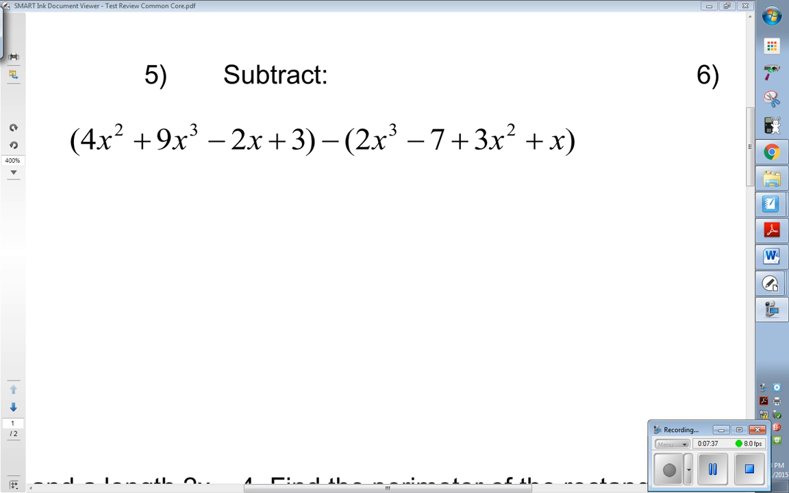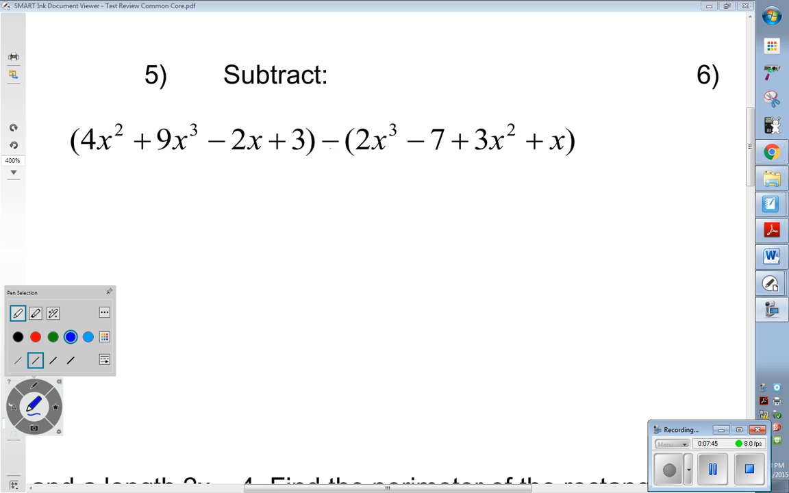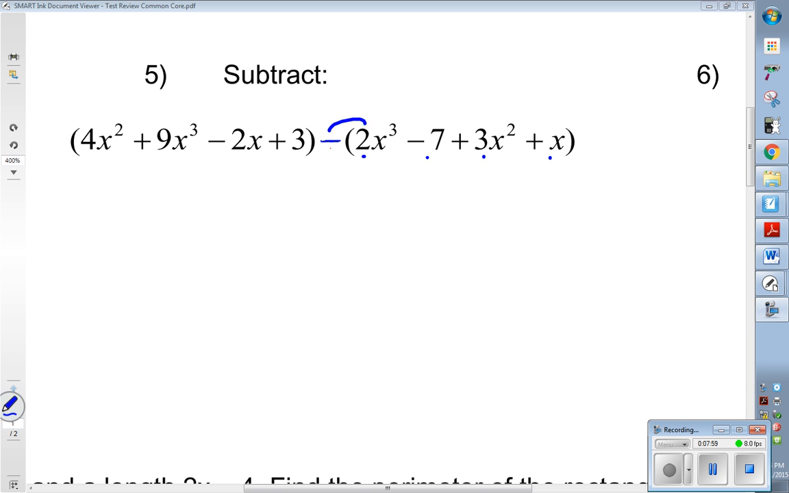Number 5, we're subtracting. This is exactly what we did the other day. You see a minus sign in front of parentheses, we are going to distribute the minus sign. In other words, I'm going to change every single sign after that minus sign. That's what distributing that negative means. Each of these things is going to change signs.